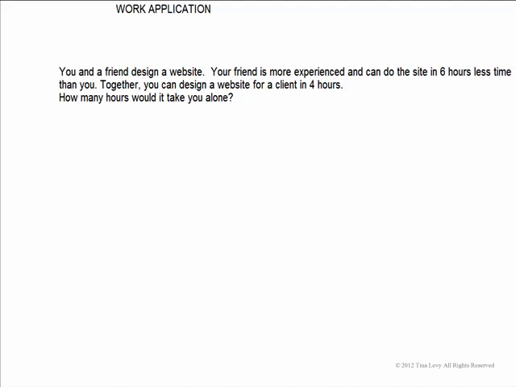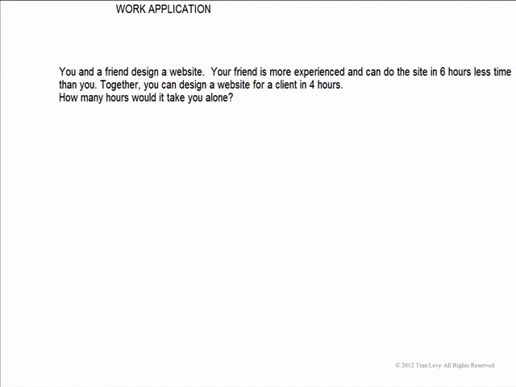We're going to do a work application, and this is actually going to fit into a nice grid approach. So my problem is: you and a friend are going to design a website. Your friend's more experienced and can do the site in 6 hours less time than you can. Together, you can design the website for the client in 4 hours. How many hours would it take you alone?